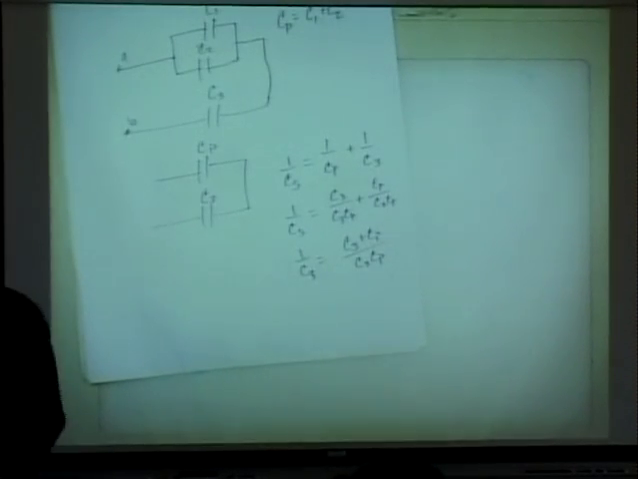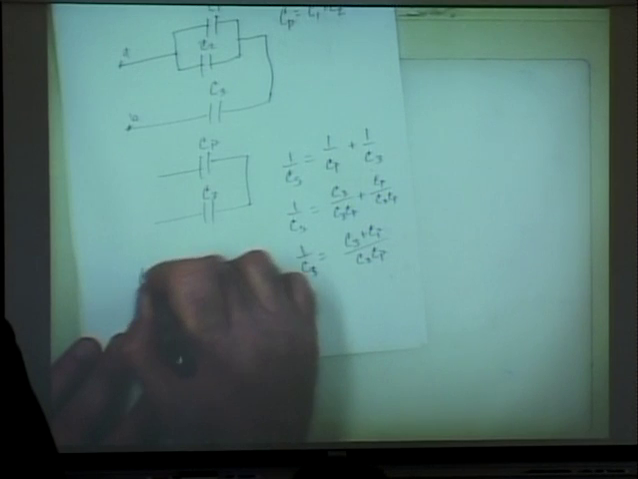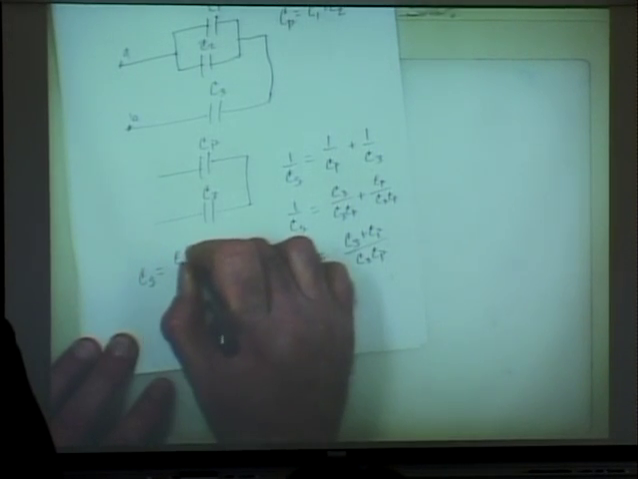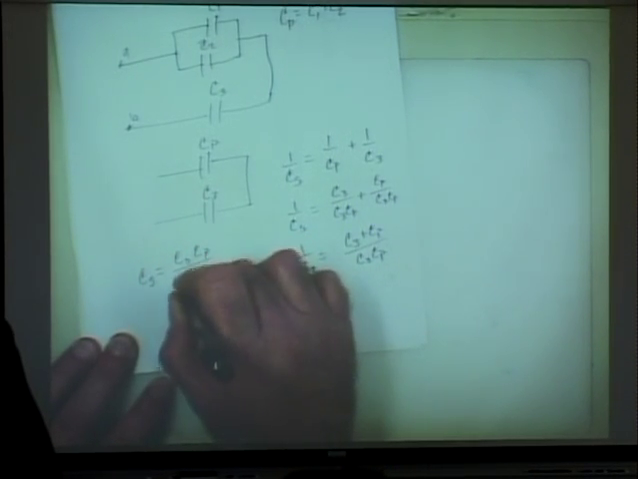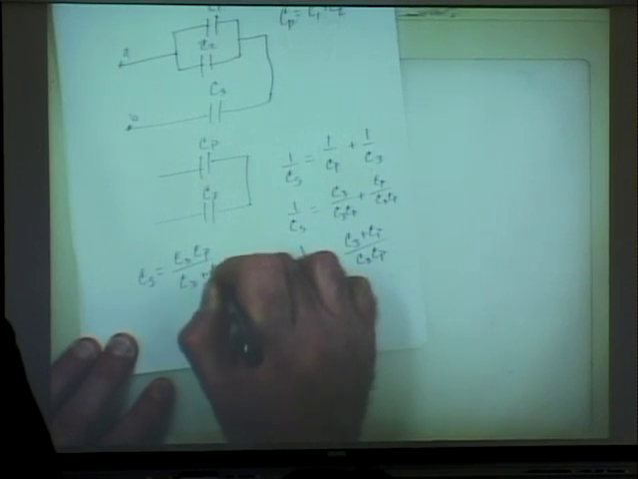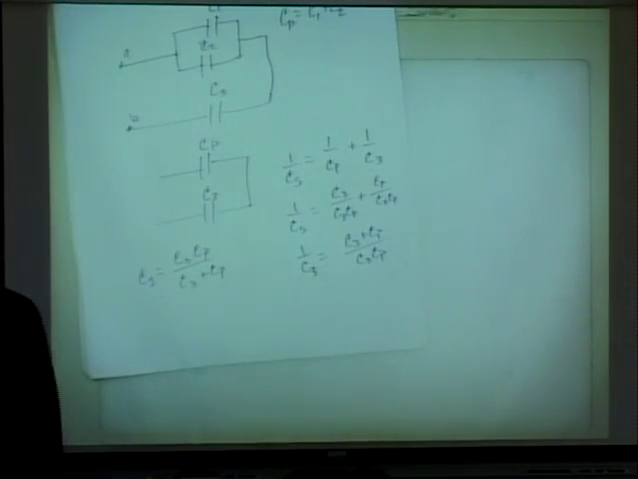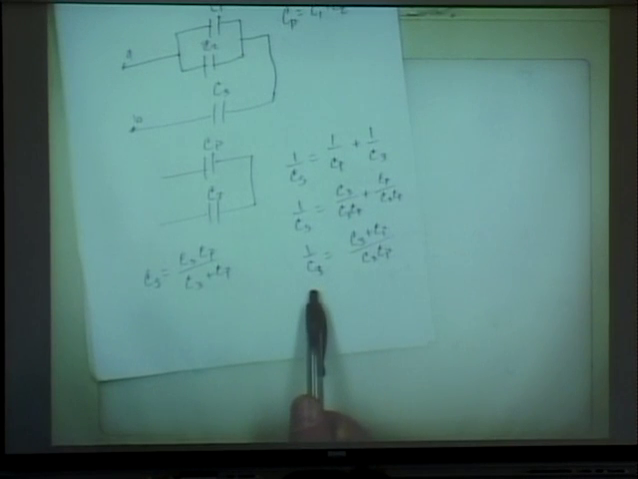All right, and so in series, those guys are going to equal C3 times CP over C3 plus CP. All right, because you got to flip it now. Now you can easily flip it over.